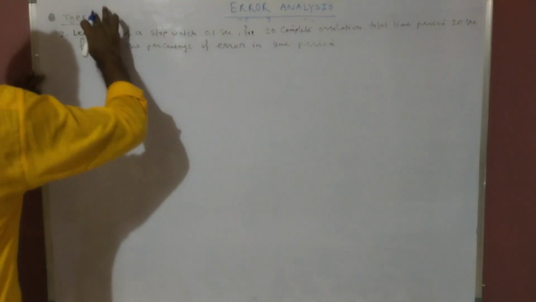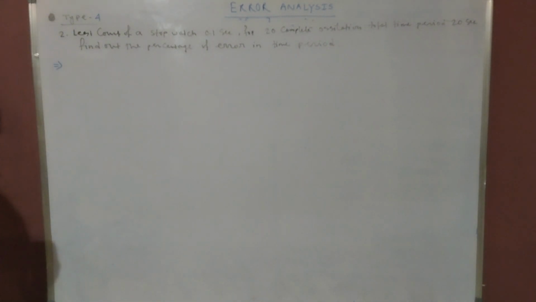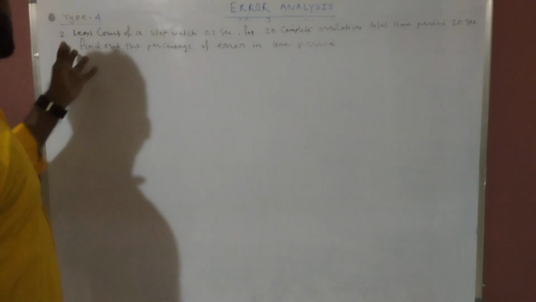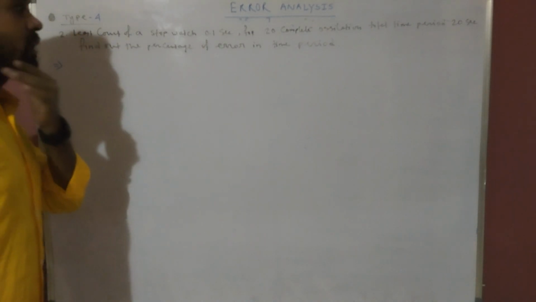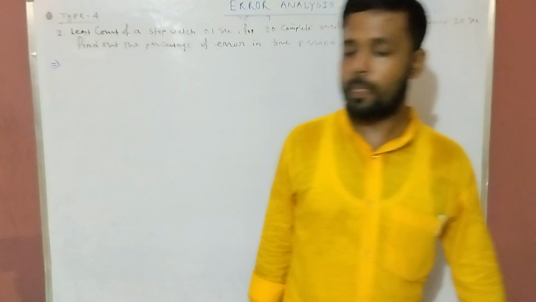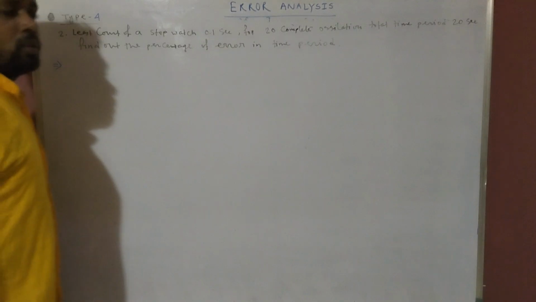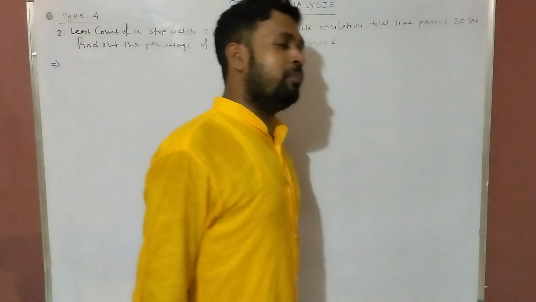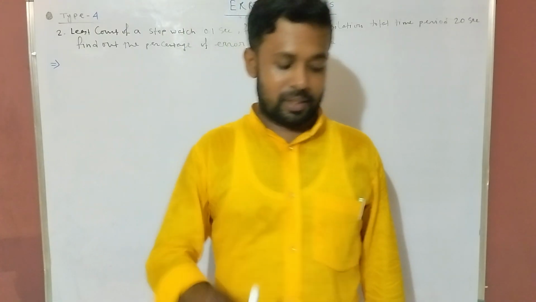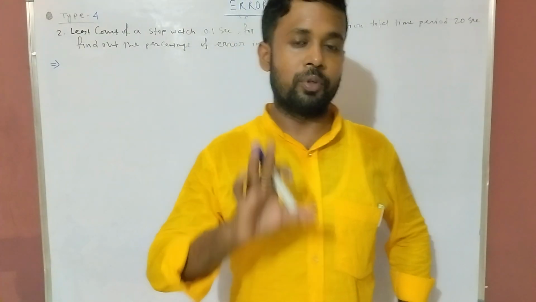So this is type 4 actually. Let's see. I will teach you what the least count and vernier constant are in the next class. Understood? Now we know what time period is. Time required for one oscillation is called the time period.